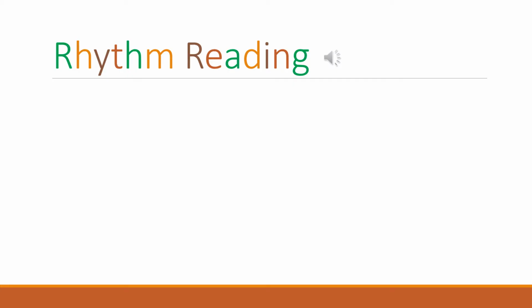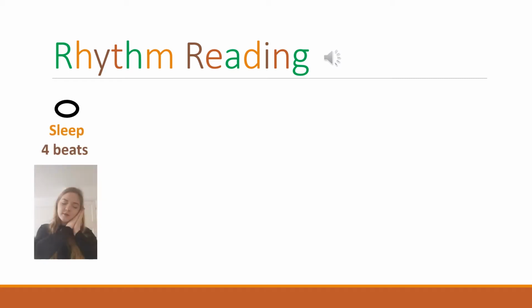In music, we have lots of different symbols which tell us how long each note is. This first symbol is called a sleep. A sleep is 4 beats long, so let's do our action for a sleep. Sleep, sleep. Our next symbol is called a stride, and a stride is 2 beats long.